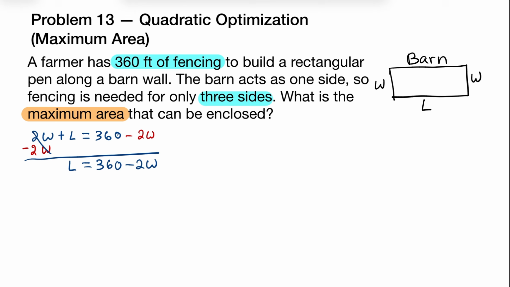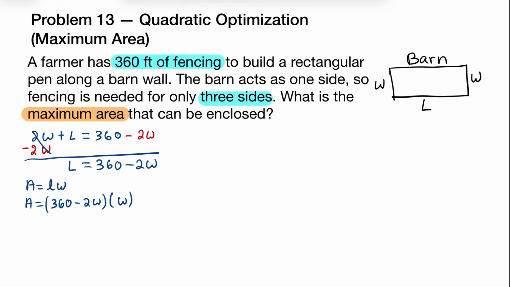Area equals length times width. So let me go ahead and write that down here. Area equals length times the width. What we're going to do here is substitute for L, because remember we found L right here. That's 360 minus 2W. So we'll just fill that in. So we have area equals the length, which is 360 minus 2W, times the width, which is W.